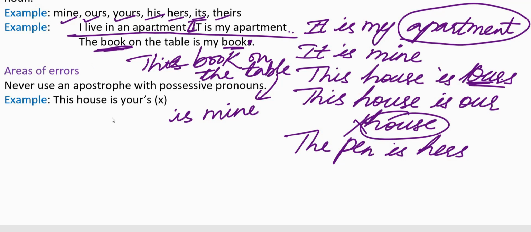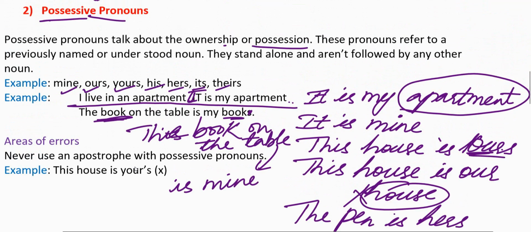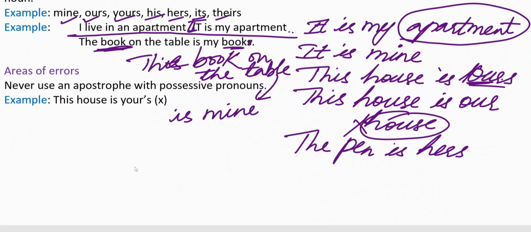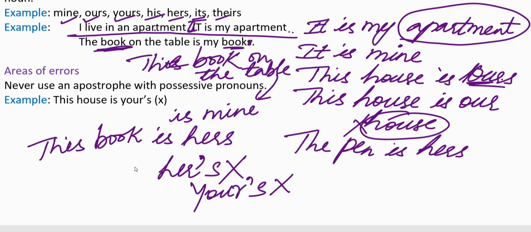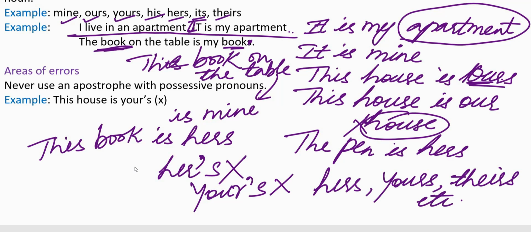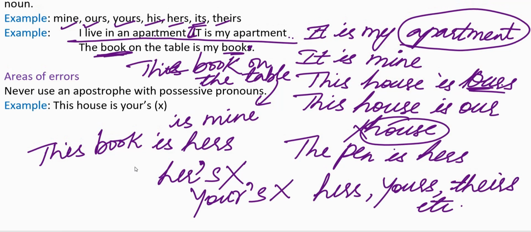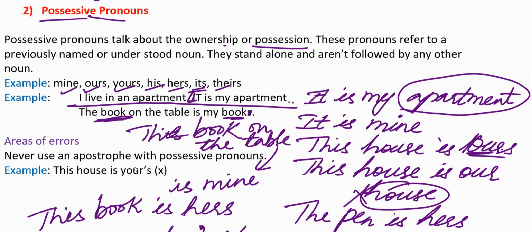Now, the error which we make with possessive pronouns is that we use an apostrophe with them. When we write this book is hers, we should not write her apostrophe s. This is wrong. You should not write your apostrophe s. This is wrong. You're supposed to write hers, yours, theirs, etc. This is the rule you have to remember with possessive pronouns. I hope you have understood what possessive pronouns are. Possessive pronouns talk about ownership or possession, and they are used to refer to a previously named noun.